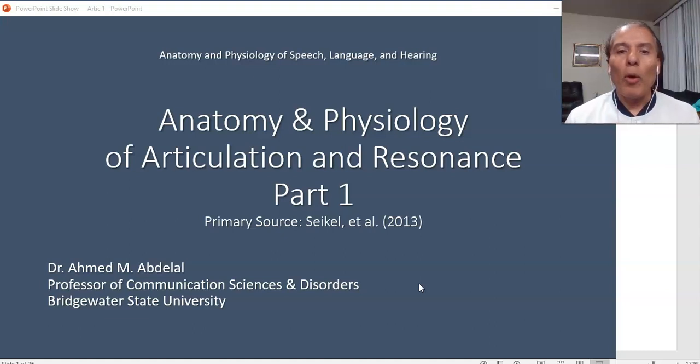There will be two parts. This is the first part, and we'll speak about the anatomy and physiology of the vocal tract and how the vocal tract resonates or how it modifies the buzz that the vocal folds make.